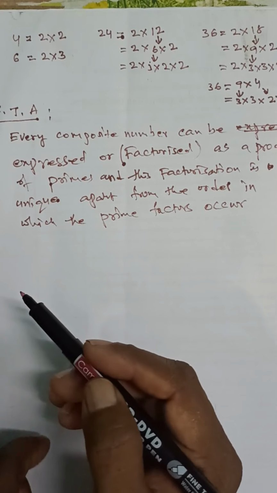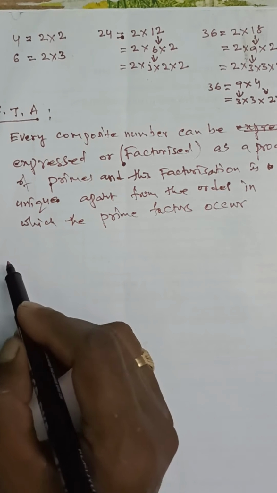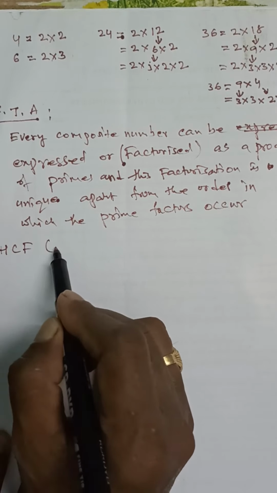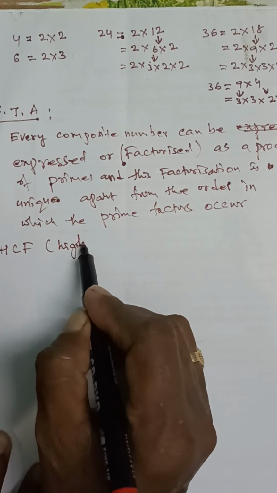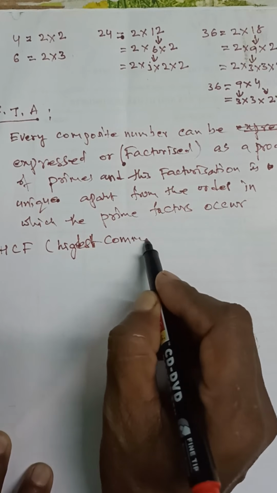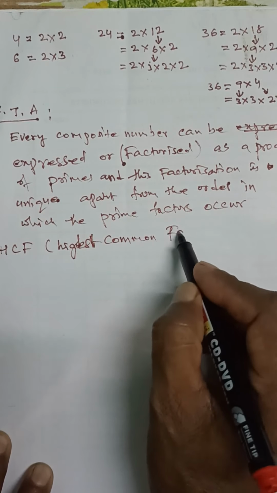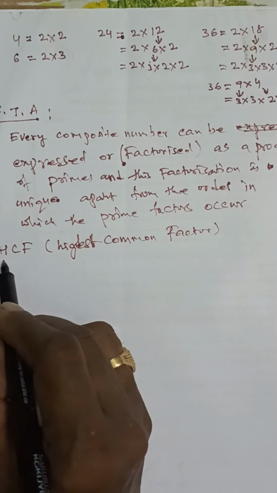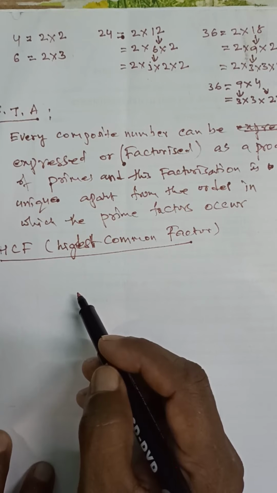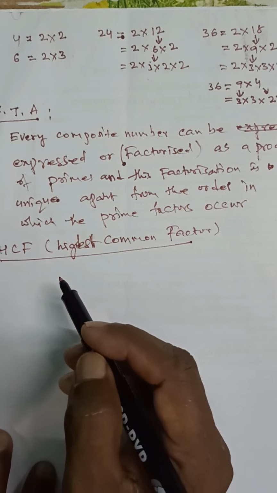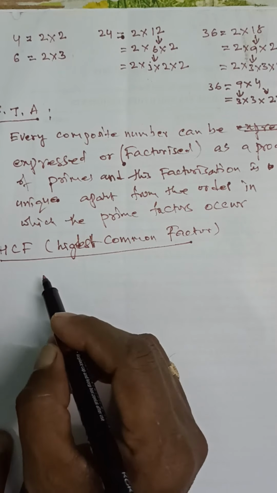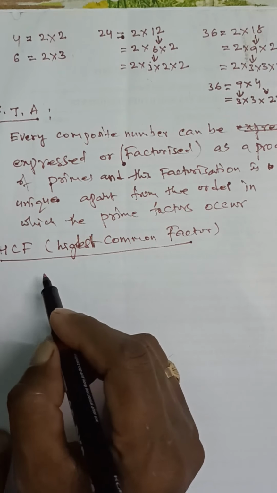Now we are going to another topic, HCF. This means Highest Common Factor. Already we discussed this highest common factor. How to find the highest common factor? By using Euclid's division lemma. Once again we discuss Euclid's division lemma.